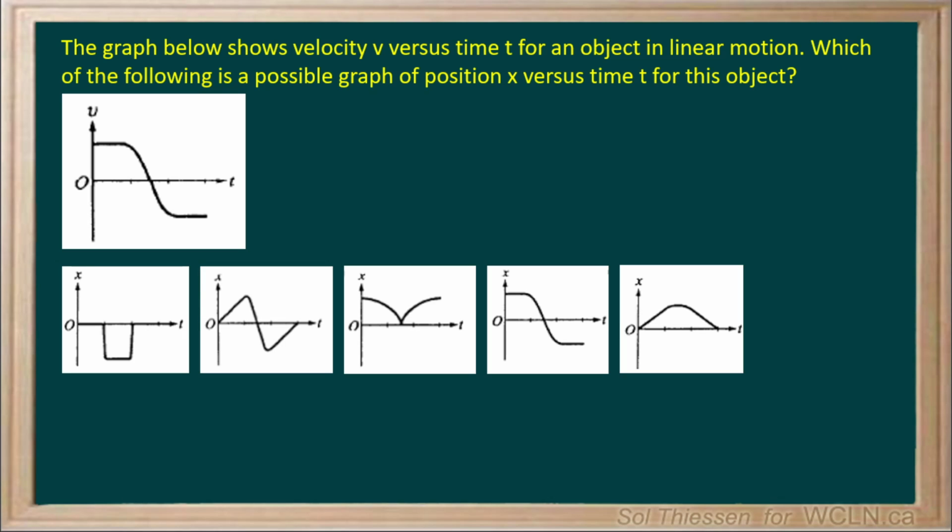The graph below shows velocity v versus time t for an object in linear motion. Which of the following is a possible graph of position x versus time t for this object?